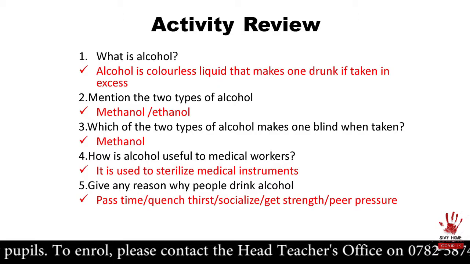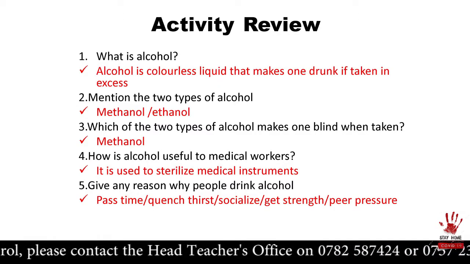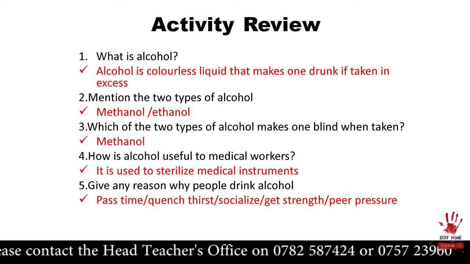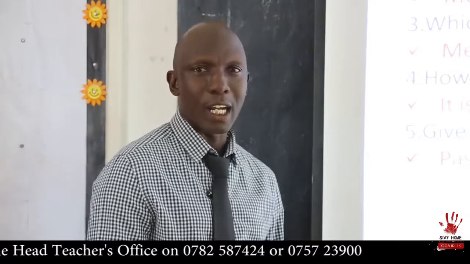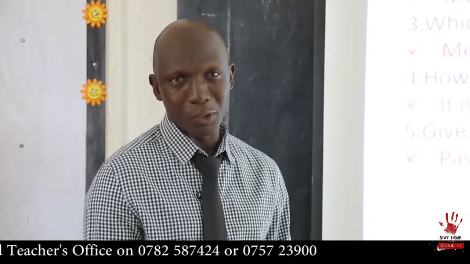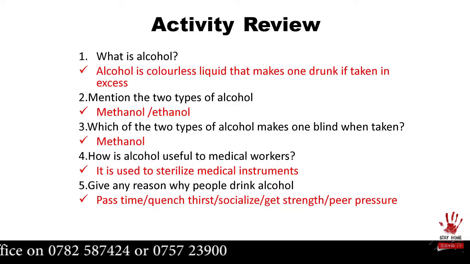Good. Question two, mention any two types of alcohol. We said we have two main types of alcohol, that is methanol and ethanol. Or we said we can call it methyl and ethyl. So any of the two is right. Question three, which of the two types of alcohol makes one blind when taken? We say this is going to be methanol.